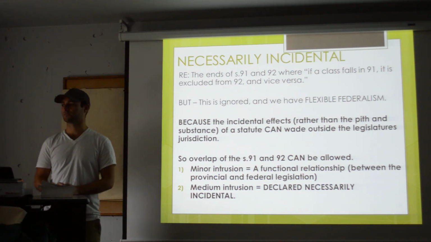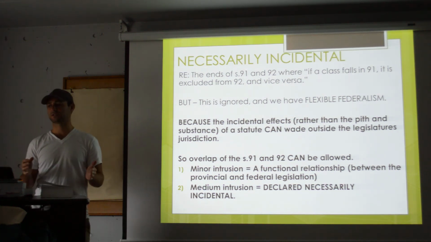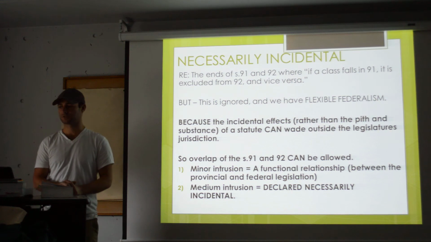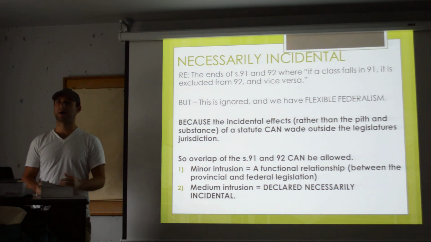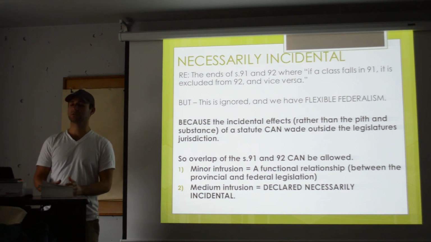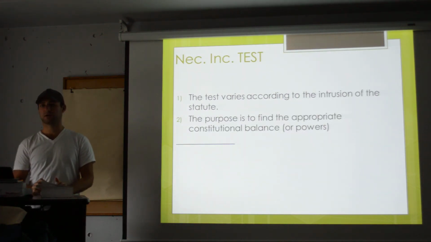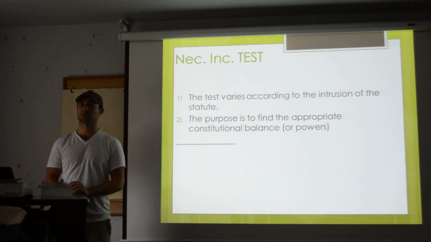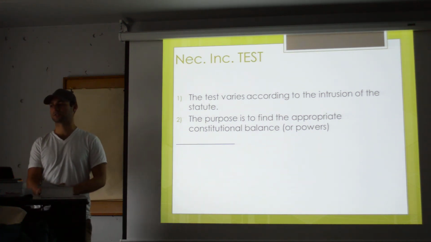And this is because of the complex society we live in and the incidental effects of legislation, provincial and federal. And this is rather than the pith and substance. So you've got the dominant purpose, and then there are incidental effects. And the incidental effects can wade outside the legislature's jurisdiction. So there's an overlap of 91 and 92 that can be allowed. Now, minor intrusion is known as a functional relationship if some other aspects are met. A medium intrusion may be declared necessarily incidental, and there's an interesting test for this. The test does vary based on the intrusion, and the purpose of the test is to find the appropriate balance of constitutional power. So how far can the incidental effects wade into the other jurisdiction's powers?